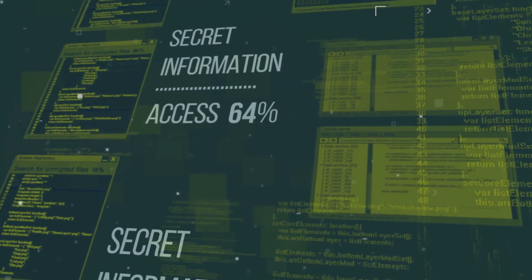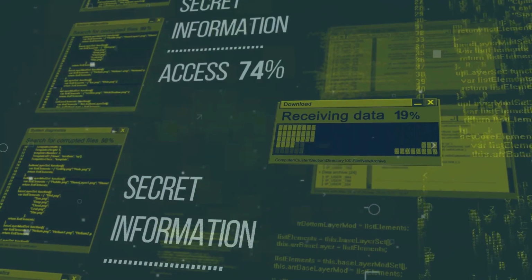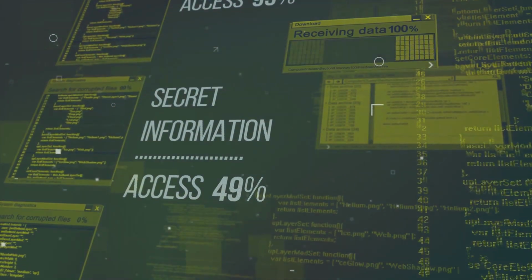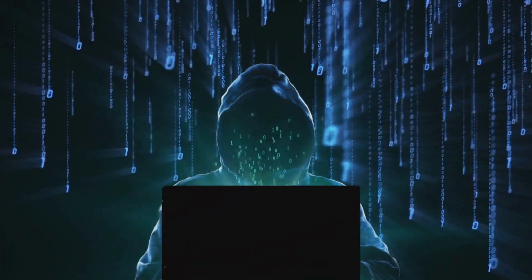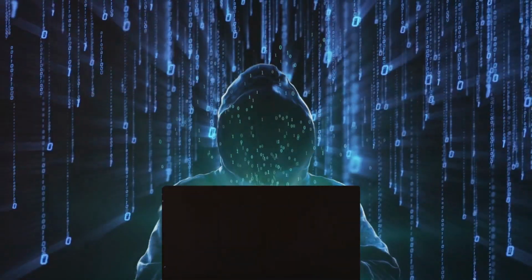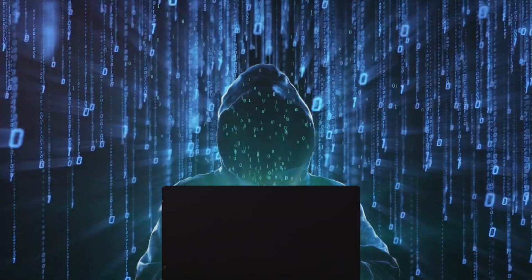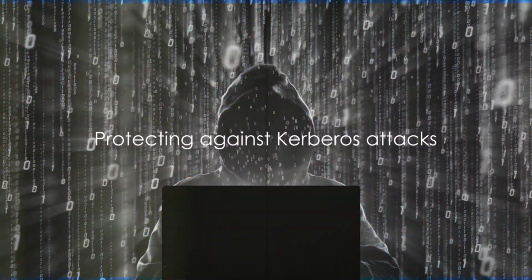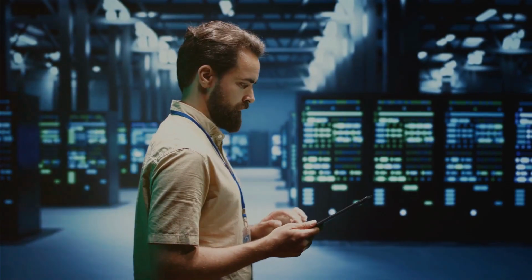Lastly, we have the infamous golden ticket attacks. Here, an attacker gains access to the key distribution center's secret key, allowing them to generate valid Kerberos tickets at will. This is, in essence, a master key to the entire network, making it one of the most dangerous attacks. So, how do we protect ourselves from these threats?